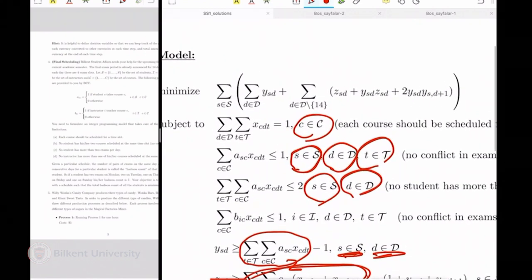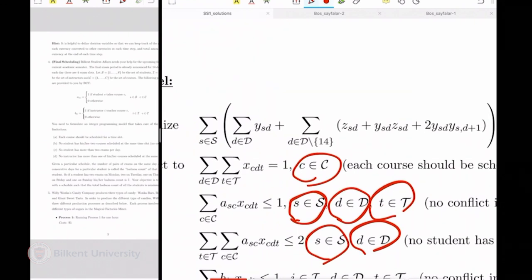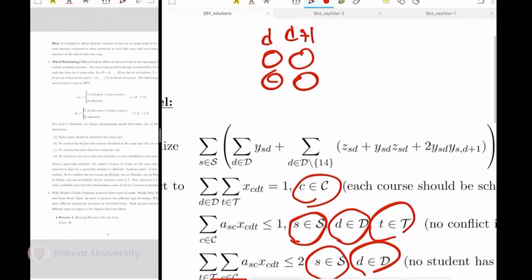So the objective function is trickier. I want to minimize this badness count. Again, assume that I have two exams on day D, two exams on D plus one. So what is the badness count? First of all, I take the summation over all students and all days, so what is the number of Y_SD here? Here I have two exams on day D, two exams on day D plus one, so one, one.